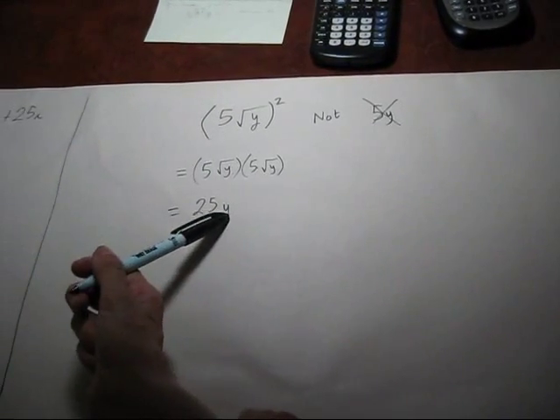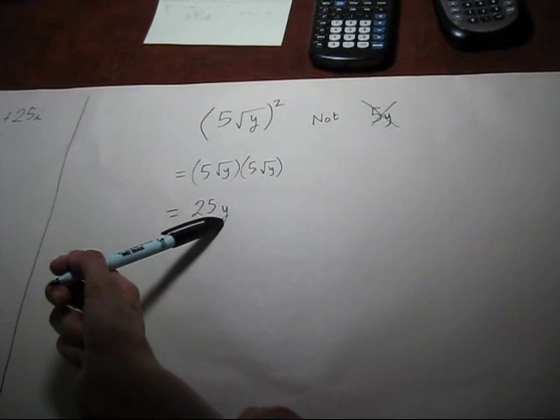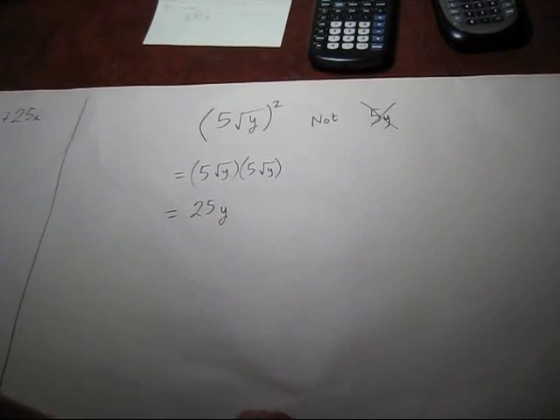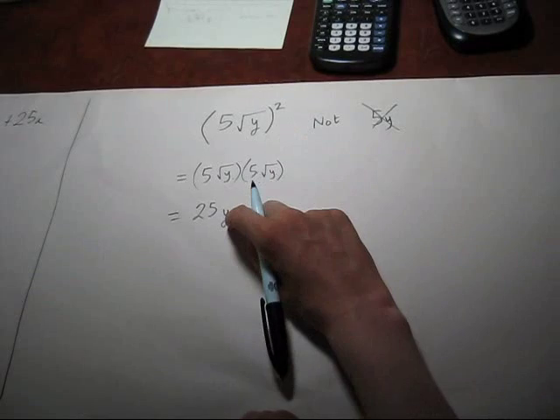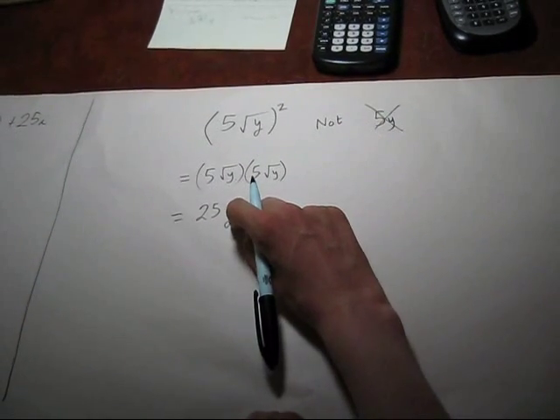Now this one, y, we don't know that it had to be greater than or equal to 0. It just says y. This is the reason we get extraneous roots, is because we have a domain restriction that sort of got thrown away when we squared it.